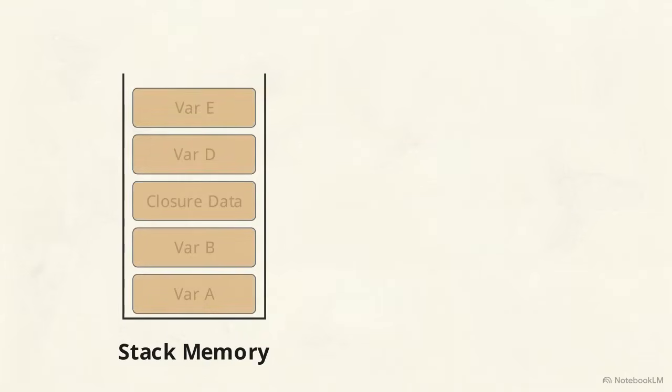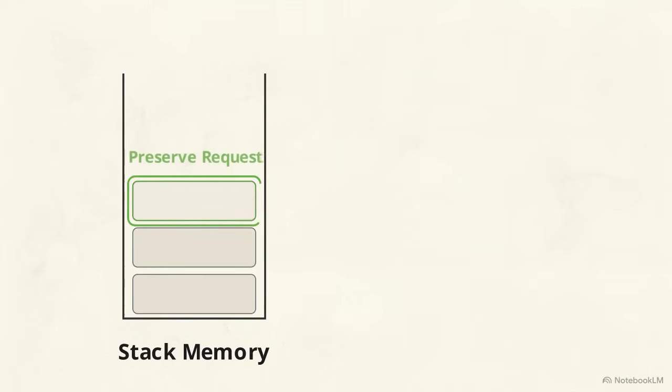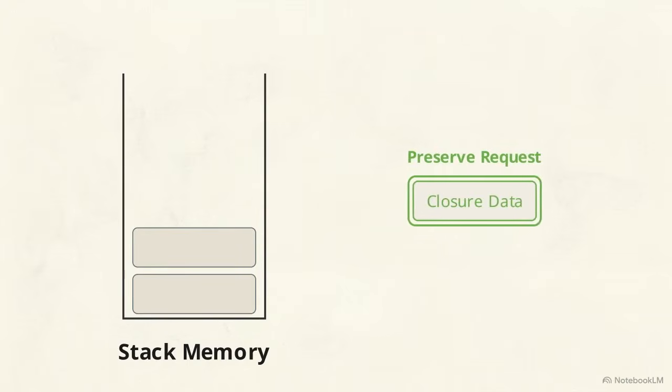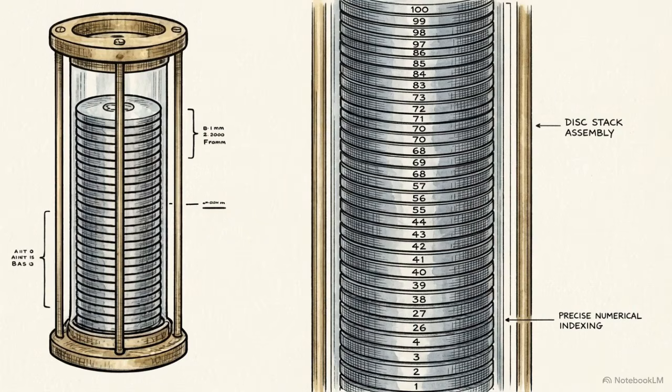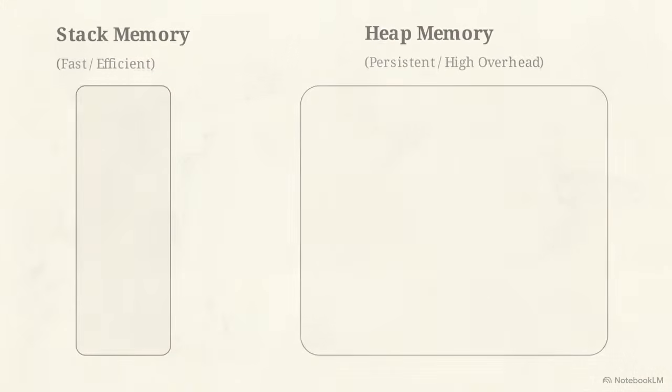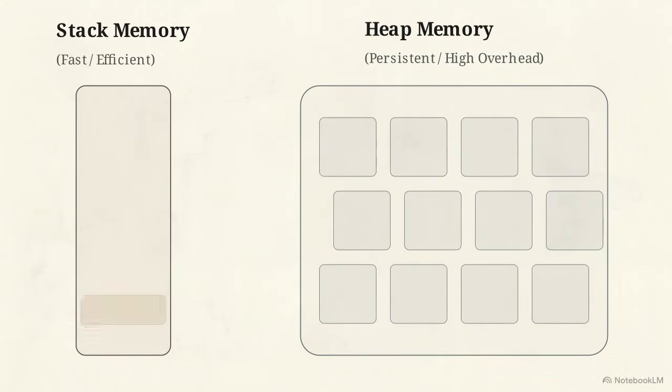Standard local variables are stored in stack memory, which is automatically cleared the moment a function finishes executing. But a closure dictates that the referenced data must survive long after that outer function returns. Stack memory is incredibly fast and efficient because of its predictable lifespan. Heap memory, by contrast, is much larger for long-term persistence, but carries heavier overhead.